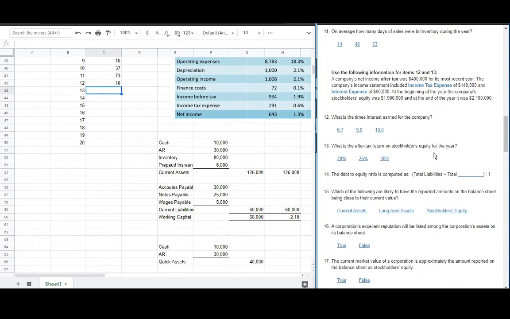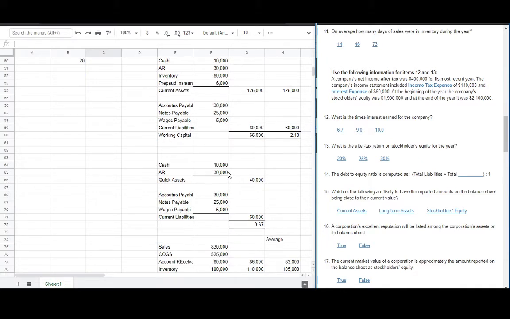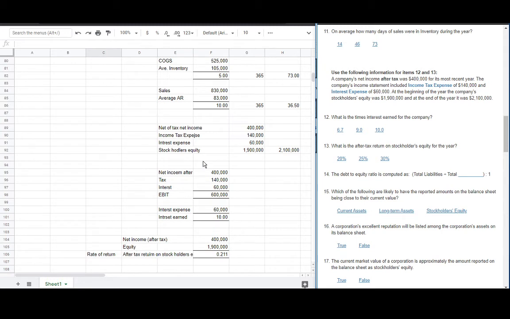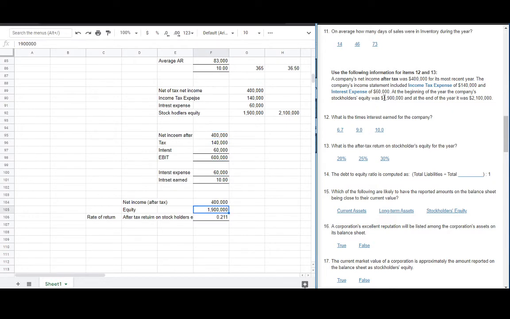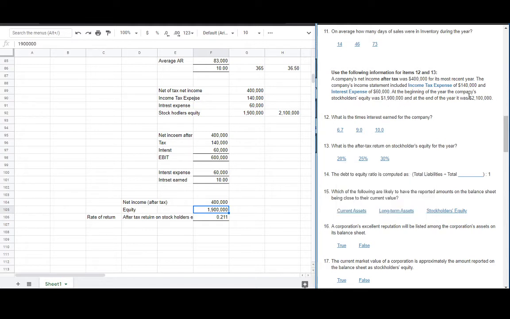And number 13, what is the after-tax return on the stockholders' equity? Again, we get the net income, which is 400,000 divided by equity. What was the total amount of equity? It is 190. And so this is wrong. It's not 190. We should get the average of 190 and 210. So it must be 2 million. Yeah, so 20%, correct?